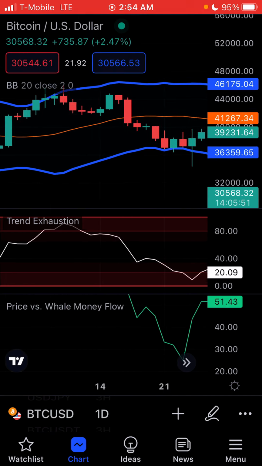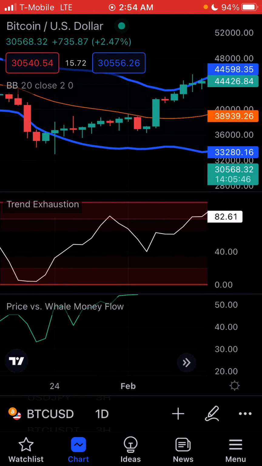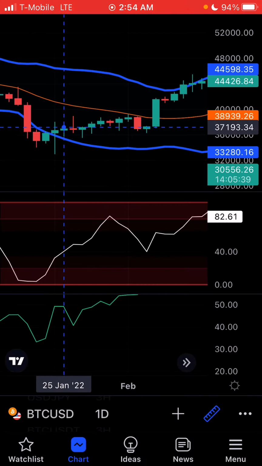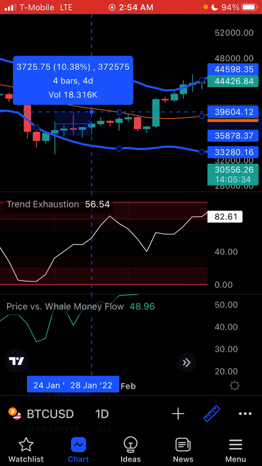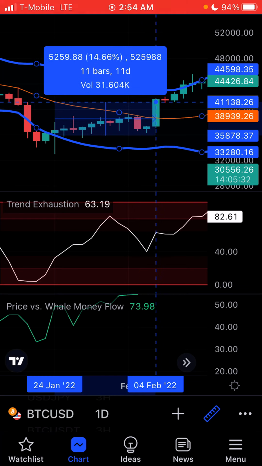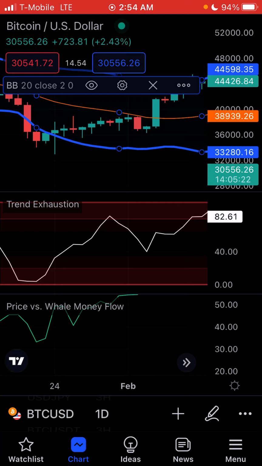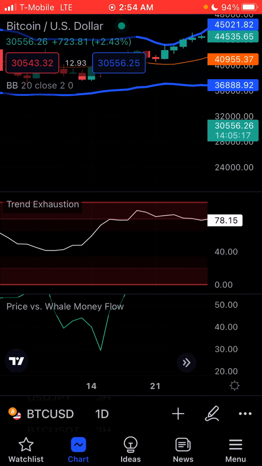Let's look at it one more time. See, one more chance. Here's one right here. See, the green candle touches the bottom of the Bollinger Band. And then I just wait it out. And I would sell right here at the top. That is almost 16% in 11 days. So that is how I find those moments.